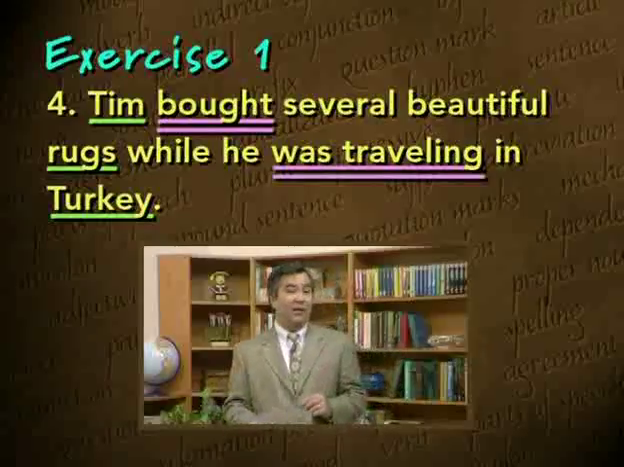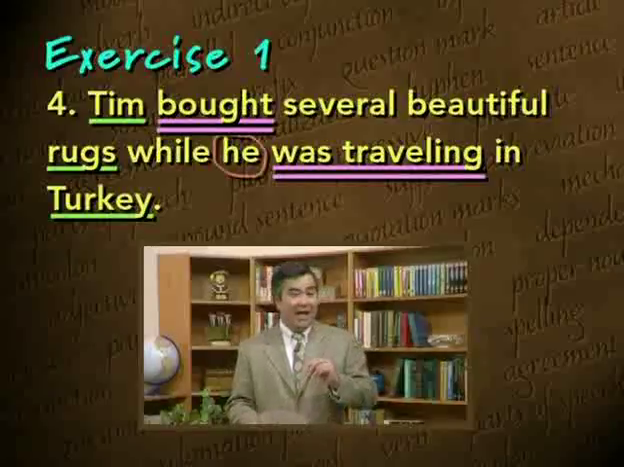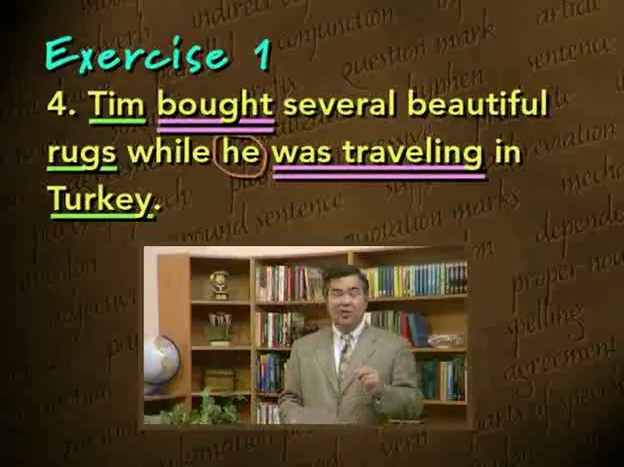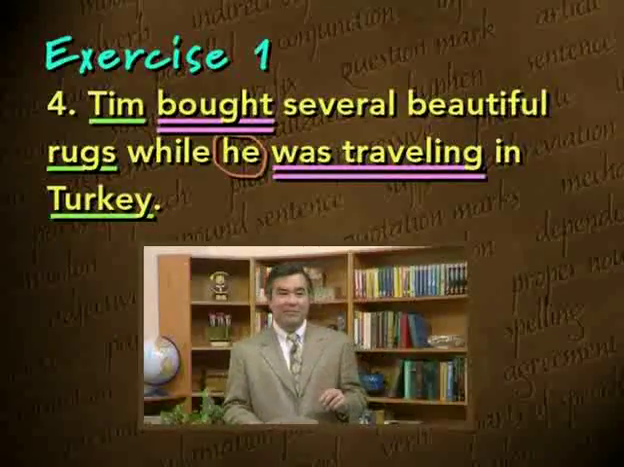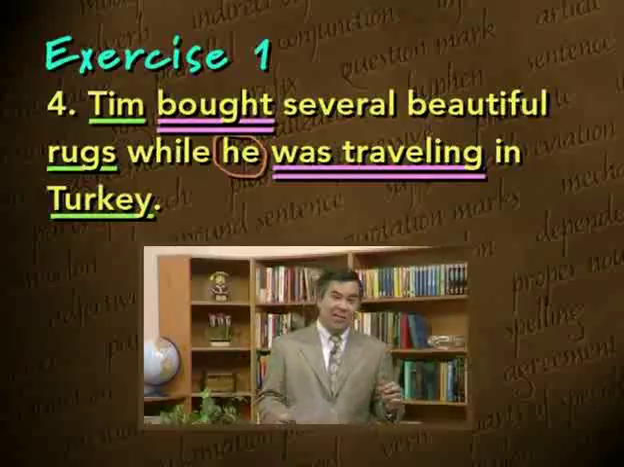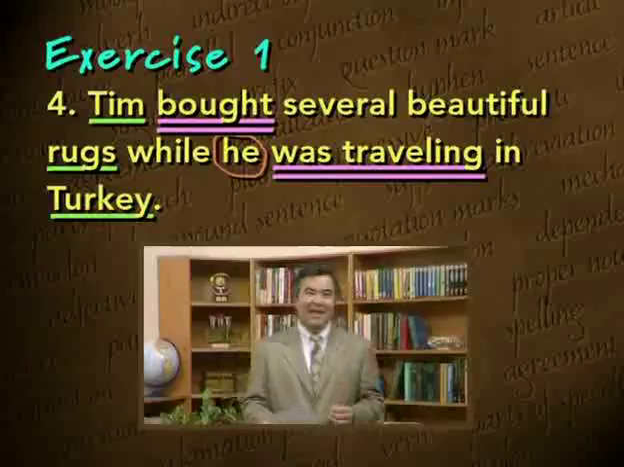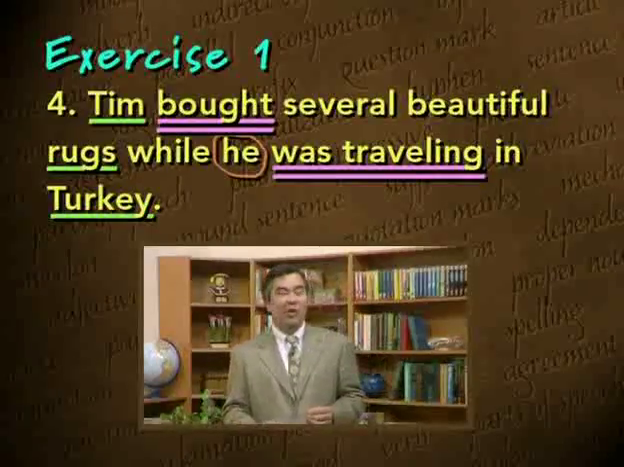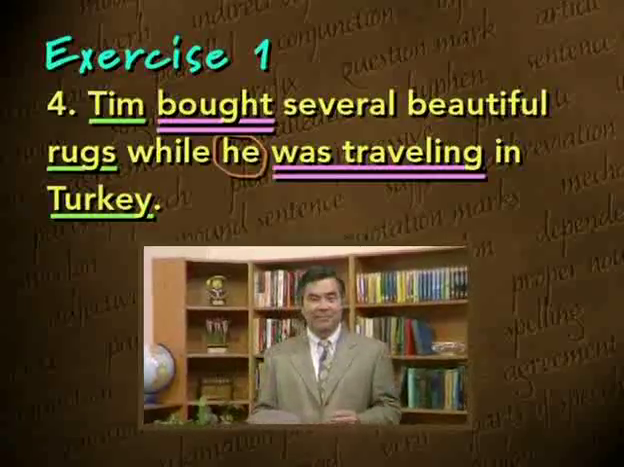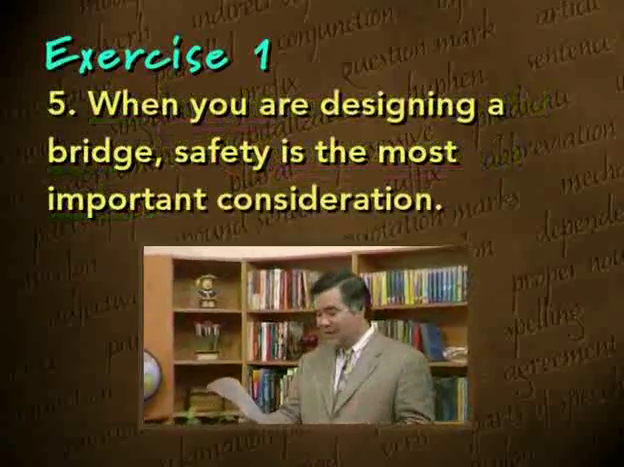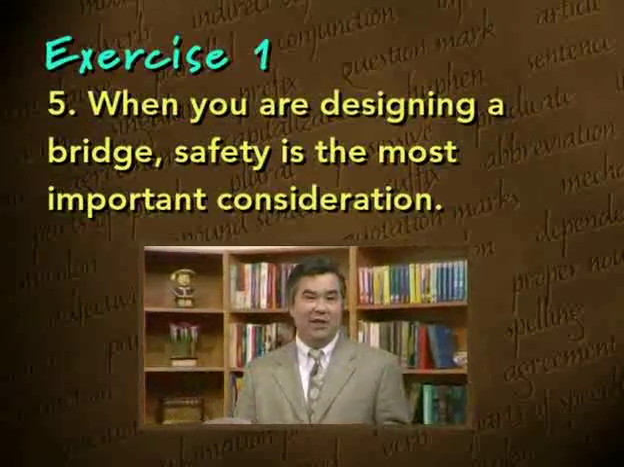Finally, what about pronouns? Did you notice any pronouns here? There's one, the pronoun he, and what's the antecedent of he? To whom does he refer? What is the noun that he takes the place of? The antecedent of he is Tim. The sentence could be rewritten and substitute Tim for he. But again, it would be less interesting and a little more awkward and rather repetitious, which is why the pronoun is used instead. Let's look at our last sentence. When you are designing a bridge, safety is the most important consideration.